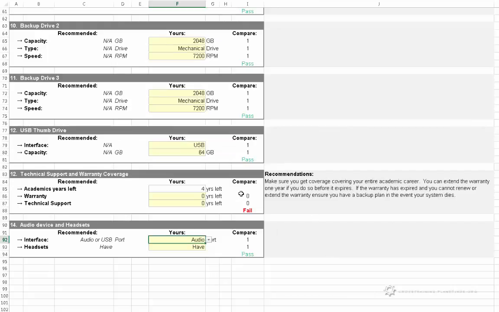So as a new incoming second year, having 4 years of school that you still need to conquer, having no warranty or technical support is actually a pretty bad thing. I will tell you that computers do break down. It doesn't matter how much money you spend on your computer, they're mechanical and they will fail. So you'll need to have some sort of backup plan set up for when your computer fails.